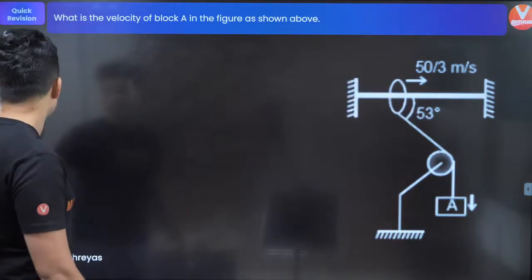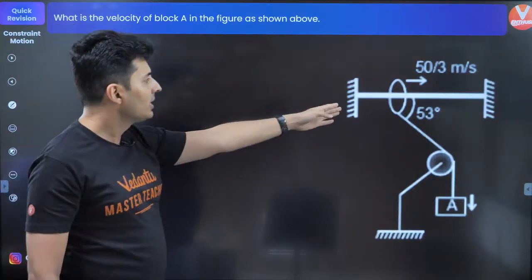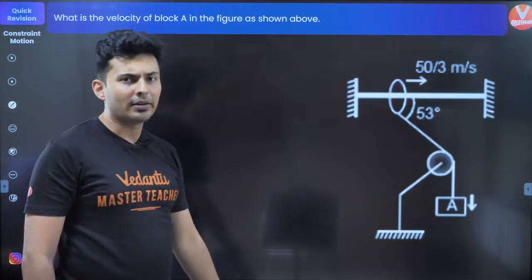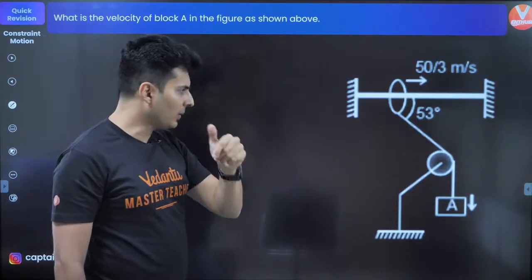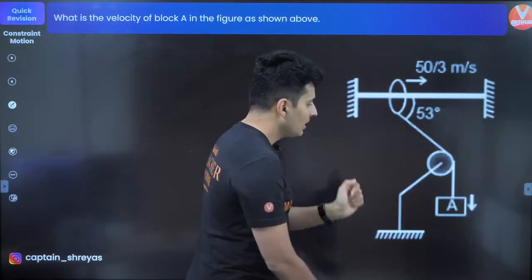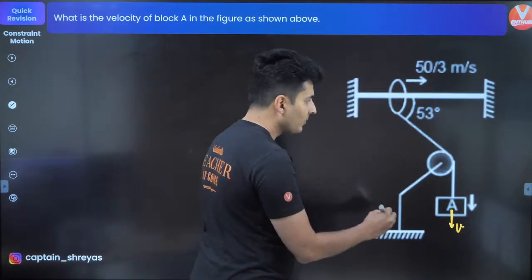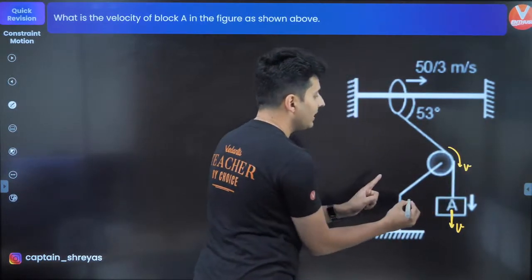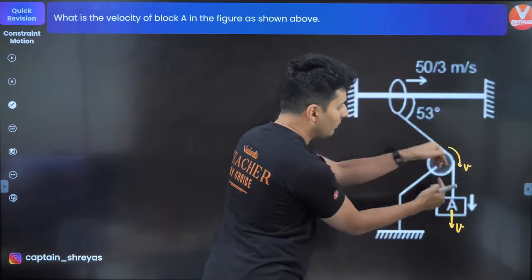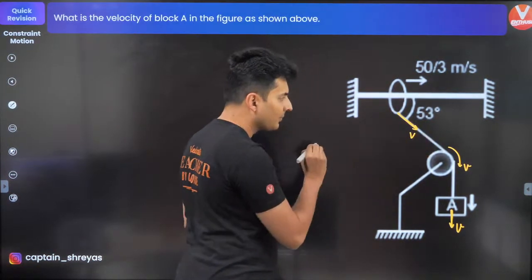Observe the next question. The question is again to find the relationship between the velocities of the blocks A and this one over here. Actually, we have to find the velocity of block A. So we have to find this velocity. If this point is moving down with velocity V, that means the string will be going like this with the velocity V. If the string goes over the pulley with velocity V, then this point will be going like this with the velocity V.